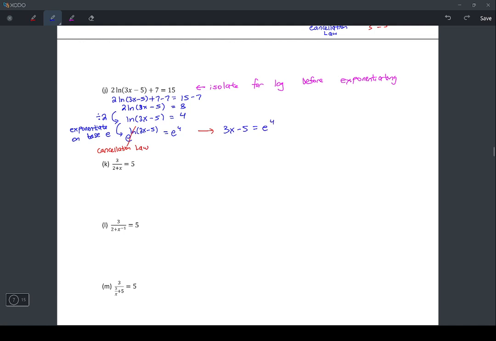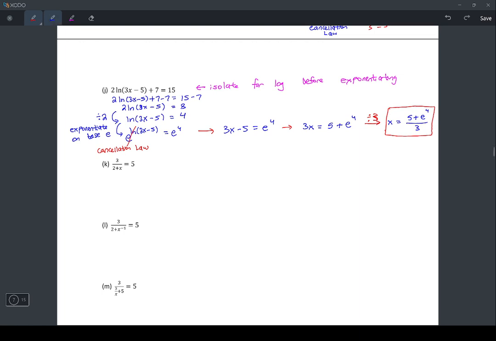And remember, we're trying to get x all by itself. So I'm going to add 5 to both sides. So 3x is equal to 5 plus e to the 4. And then divide both sides by 3. And we get our answer. X is equal to 5 plus e to the power of 4 all over 3. It's a lot of work.